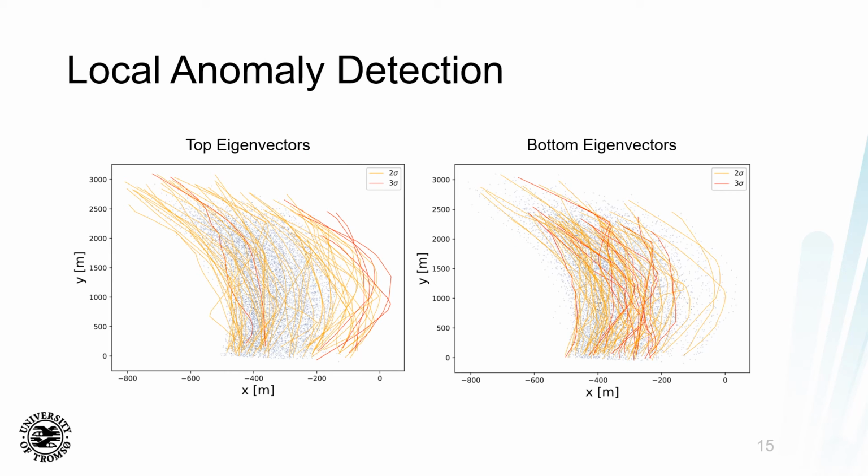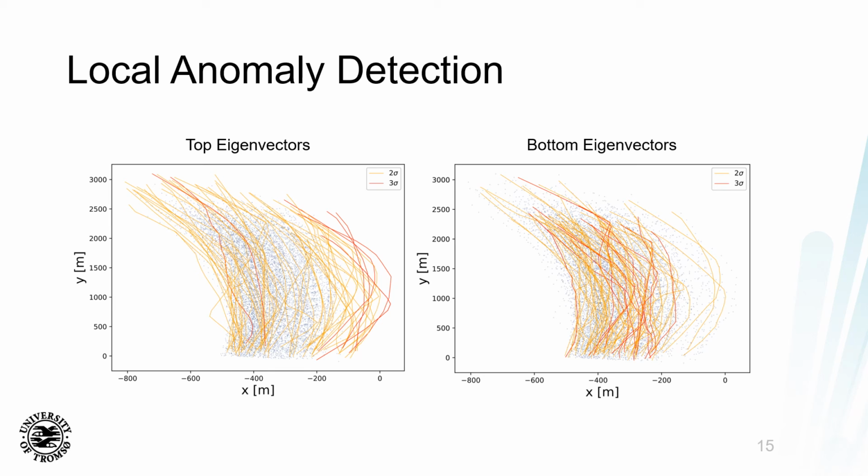So the next step is then to conduct local anomaly detection. So here what we've done is we've actually gone in and investigated a cluster of normal trajectory in the data and gone in to see if we can find any local anomalies within this data set itself. So once again, what we do is we utilize spectral anomaly detection, and we then look at both the top eigenvectors, so the eigenvectors with the corresponding largest eigenvalues.